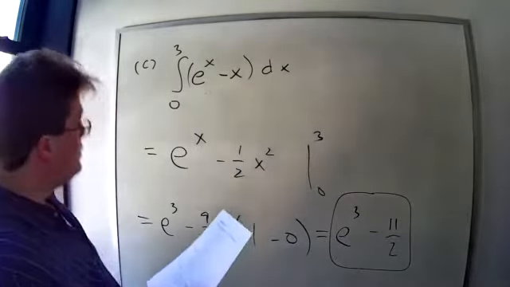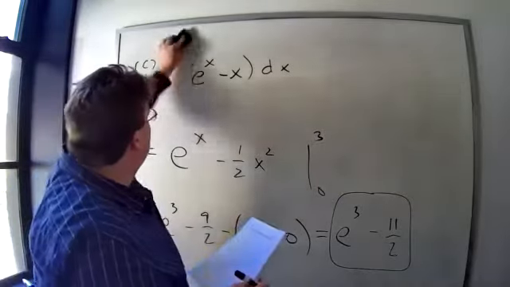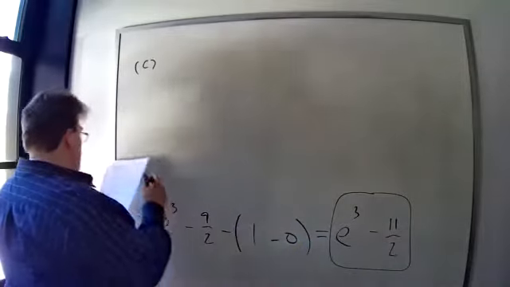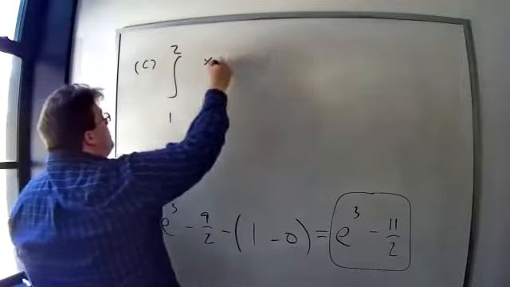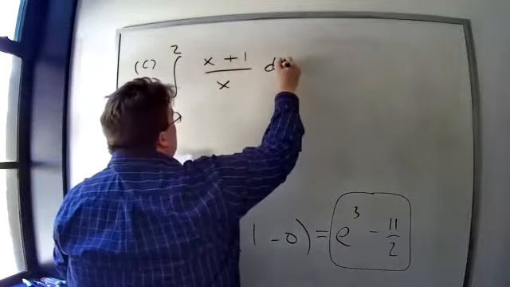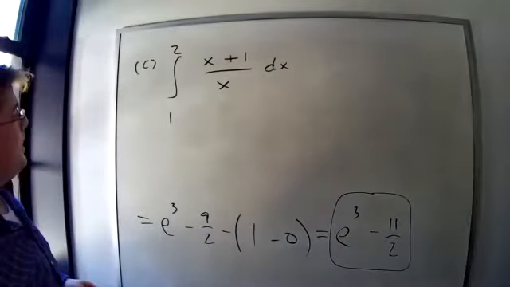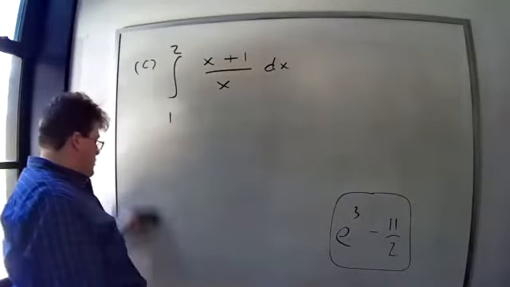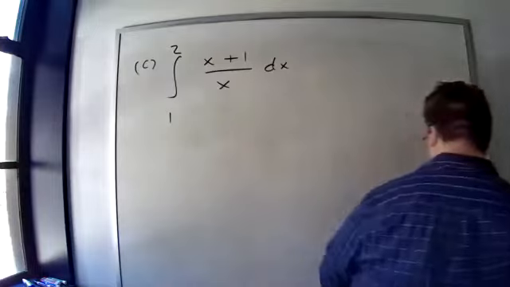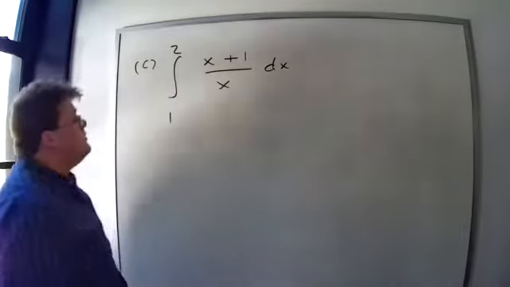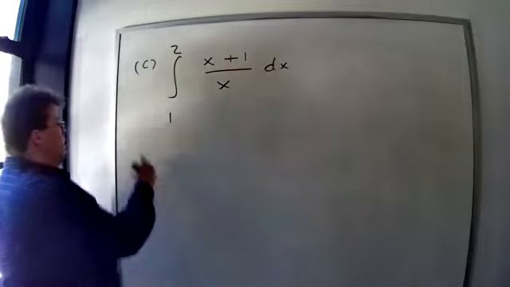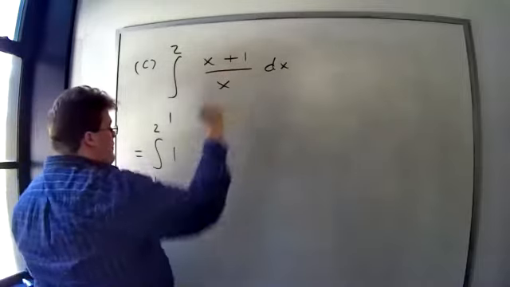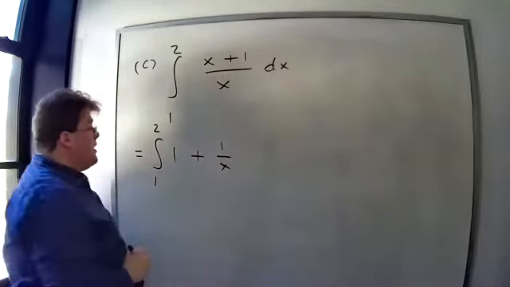Okay. Part D. Integral 1 to 2 of (x plus 1) over x with respect to x. Well, we can't just jump into the quotient. No quotient rule. What we can do is split this fraction. x divided by x is 1. 1 divided by x is 1 divided by x.